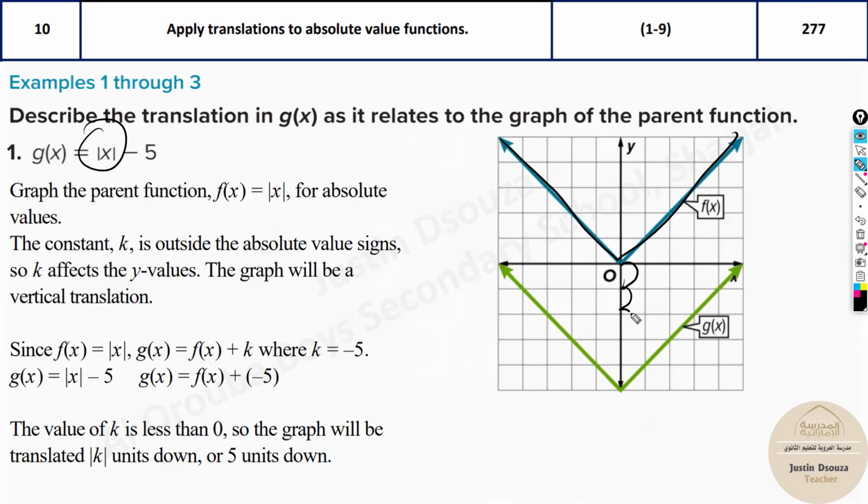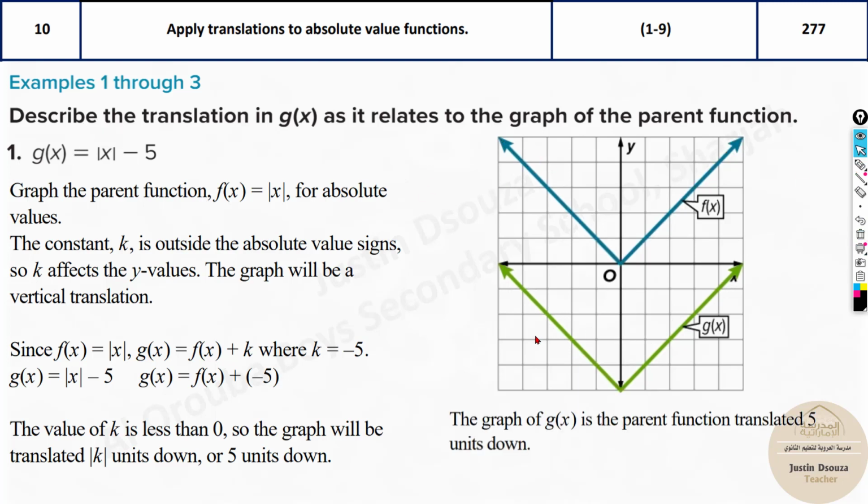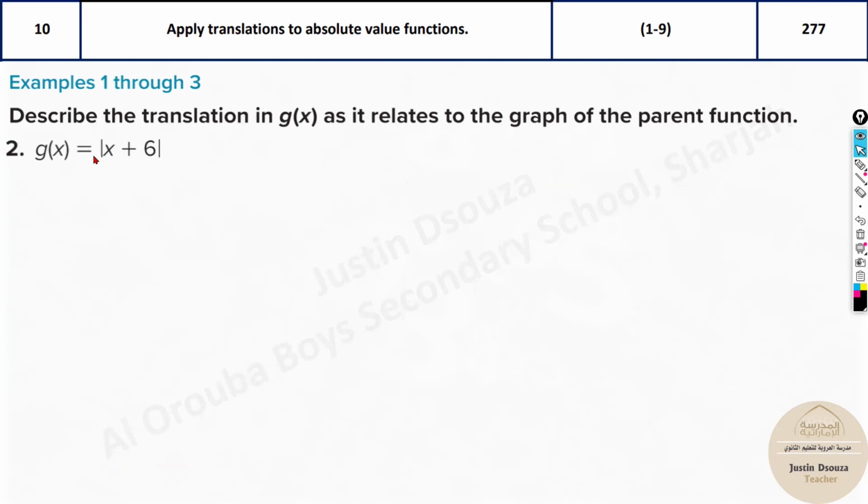So minus 1, 2, 3, 4, and 5. This is minus 5. So it is just shifted down, sorry, by 5 units. That's it. So here it is translated 5 units down. Now what about over here? It will be translated 6 units to the left.